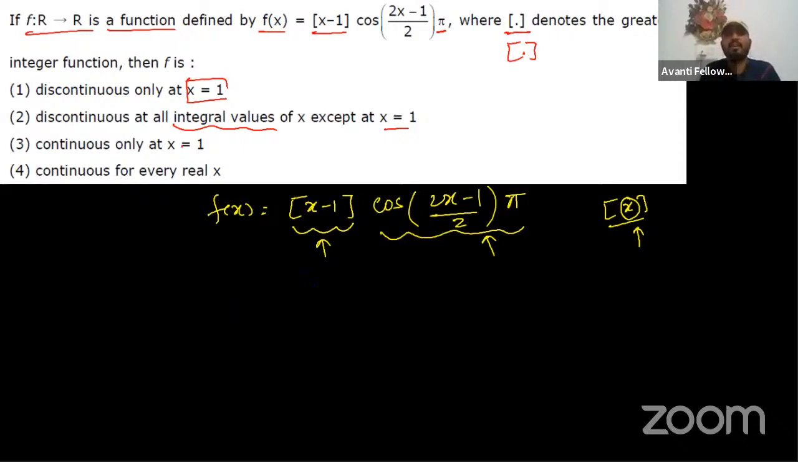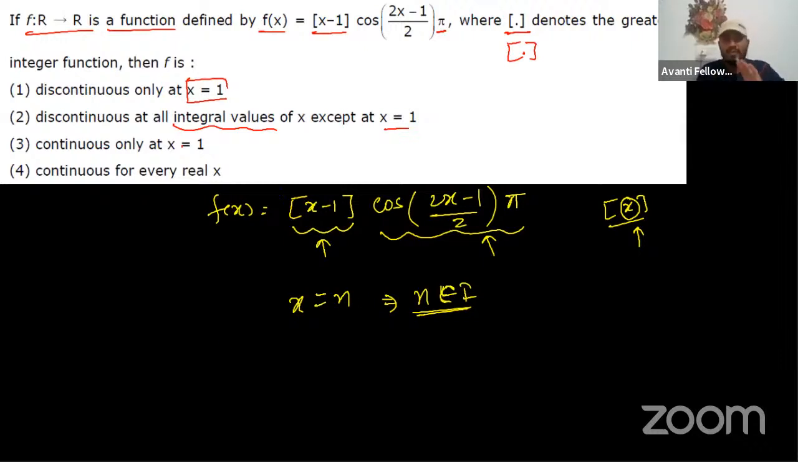So first of all, at integer values, I'm taking x is equal to n, where n belongs to integers. I'm talking about that integer. If I check at all the integer values of x, then I can comment. x is equal to 1 is nothing but an integer value, so I check all the integer values of x.